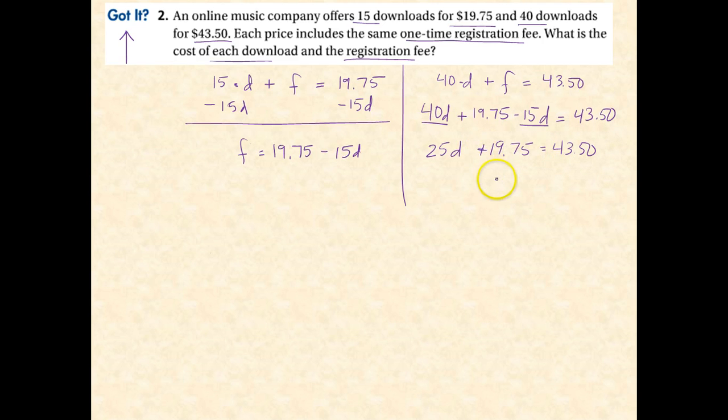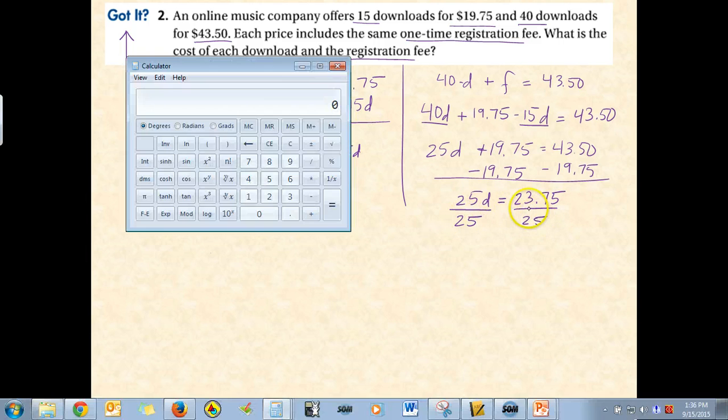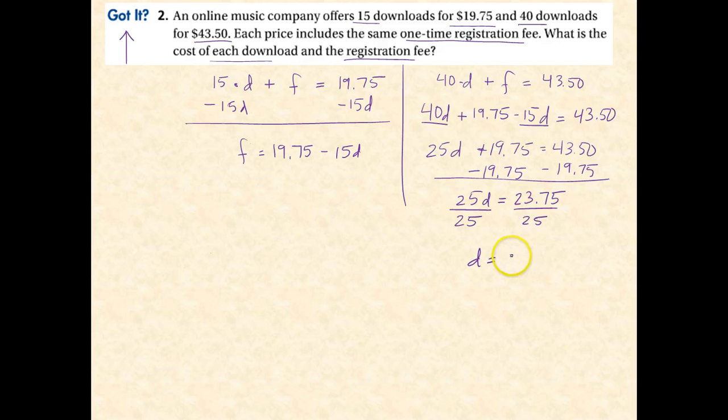I want to get D by itself. I'm going to undo addition before I undo multiplication. So I'm going to subtract 19.75 from both sides, which gives me 25D equals 23.75. Then to solve for D, I just need to divide both sides by 25, and 23.75 divided by 25 is 95 cents. So D, the cost of one download, is 95 cents.